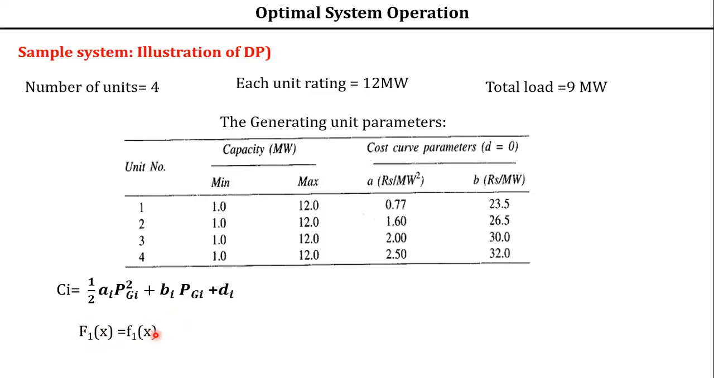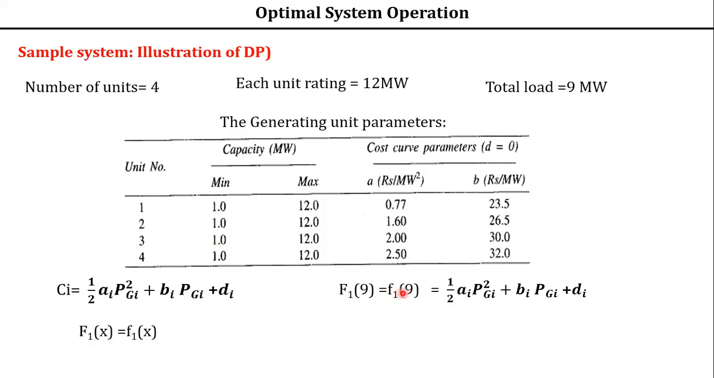So therefore, what is the total cost? It is also the cost of that single unit. So that's why capital F1(x) is equal to small f1(x). Now substitute the values. Now I am using a total load of 9. What is this x? It is the load, that is 9. So 9 megawatt load, to satisfy it how much generation do these units have to generate? 9 megawatts only, isn't it? To meet the load demand of 9 megawatt, what is the generation required? 9 megawatts only. So therefore, I'll be using 9 here.